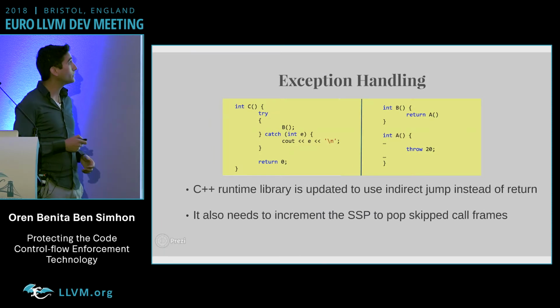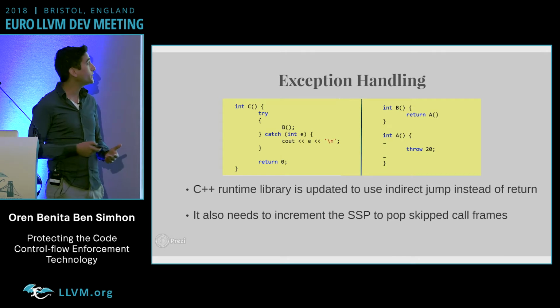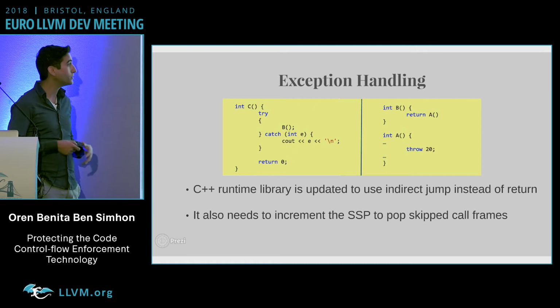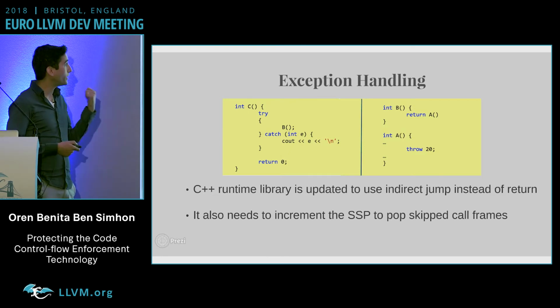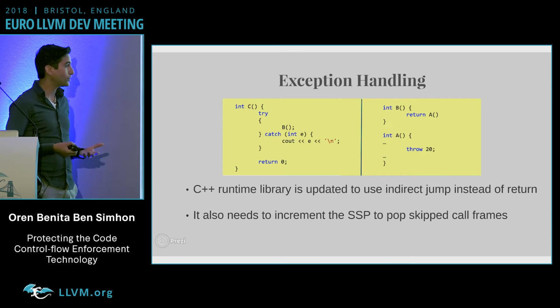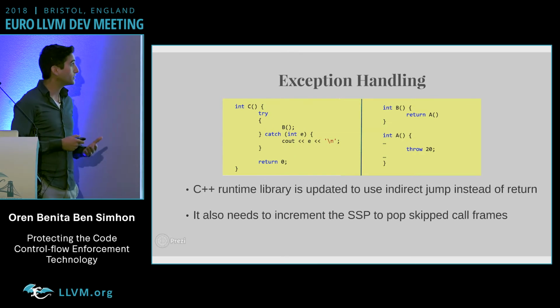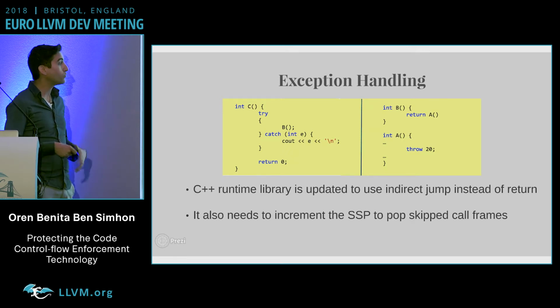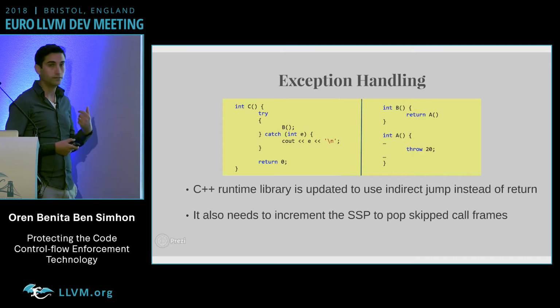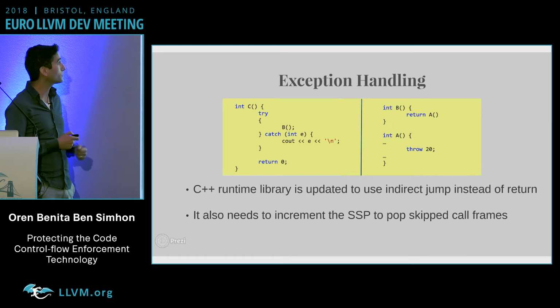Something very similar can happen also in exception handling. For example, when you have C++ code with a try-catch block, you might have in the try block a function call that calls another function, which calls another function, and then somewhere in the call stack you throw an exception. In that case, you need to unwind your call stack, change the return address, and go back to the catch block. We need to do the same in the case of Shadowstack. The C++ runtime library was updated to use an indirect jump instead of a return and to unwind the call frames from the Shadowstack.